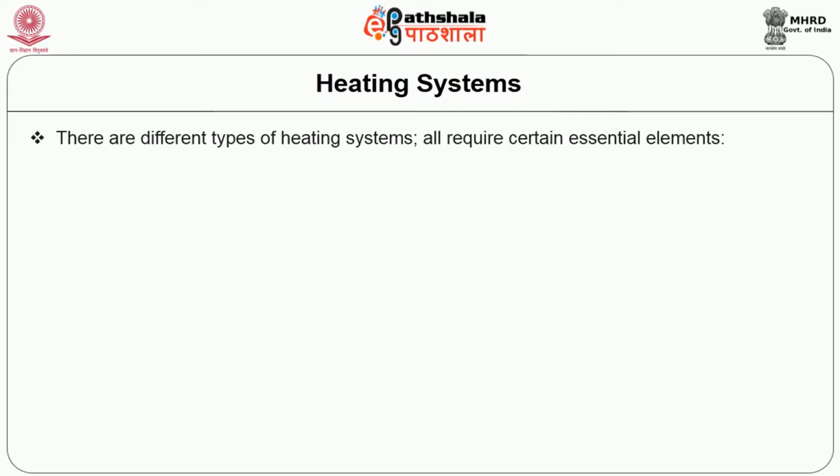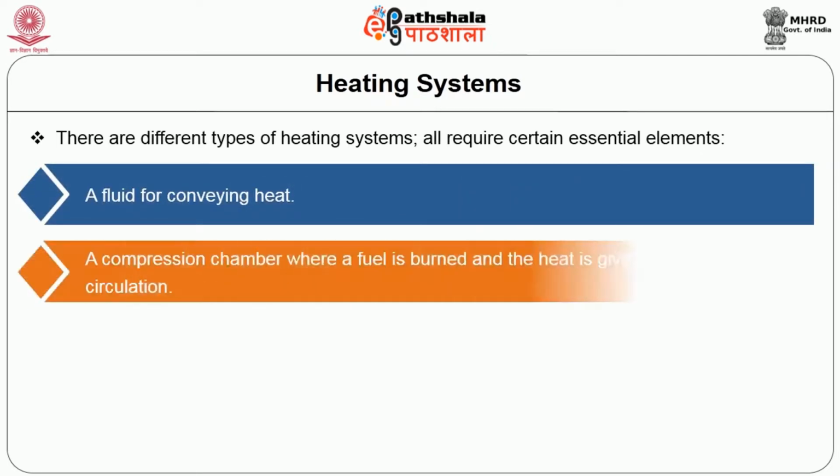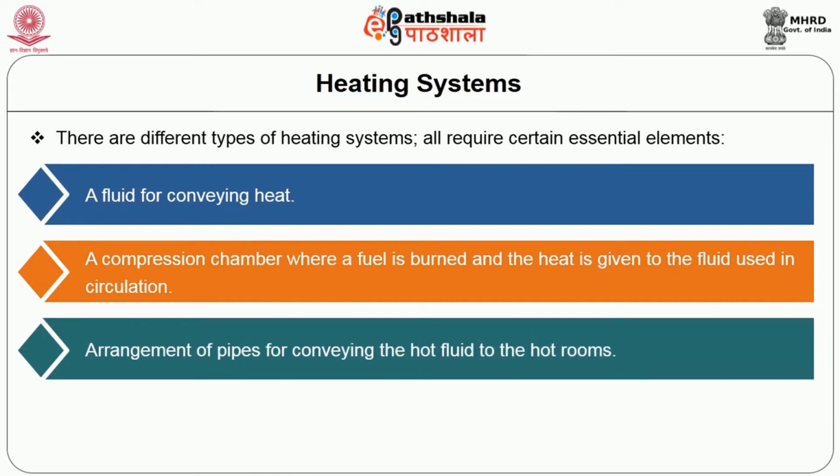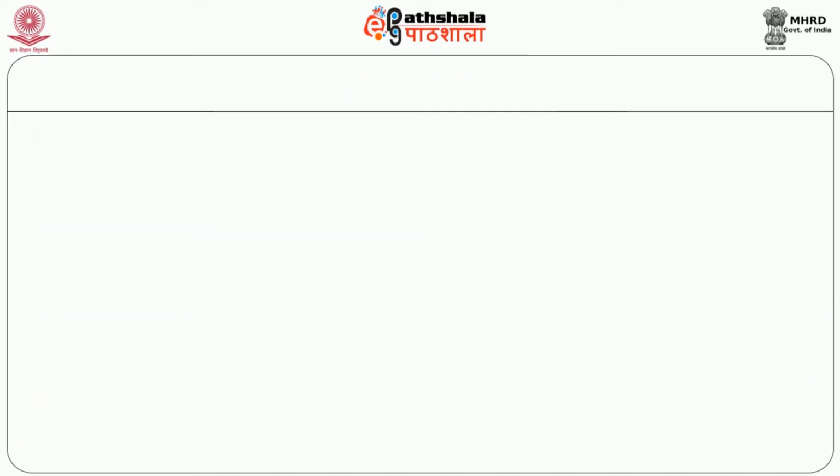All require certain essential elements, as given below: a fluid for conveying heat, a combustion chamber where a fuel is burned and the heat is given to the fluid used in circulation, arrangements of pipes for conveying the hot fluid to the rooms, and radiators or convectors for dissipating the heat into the rooms.